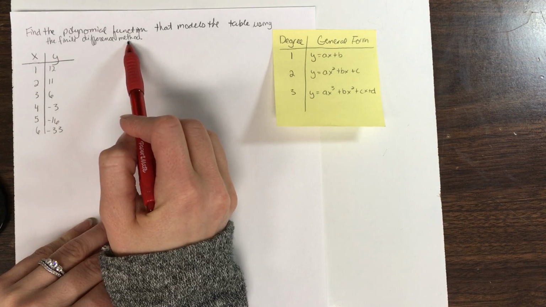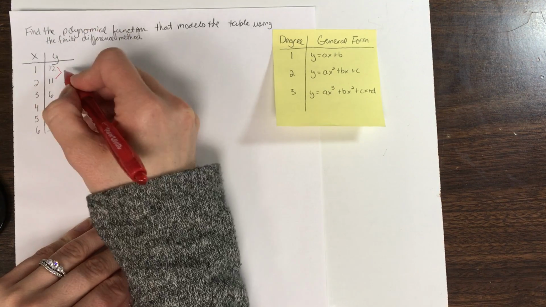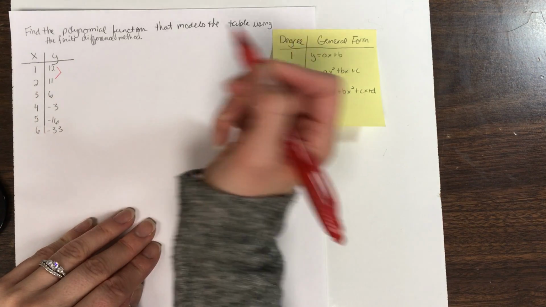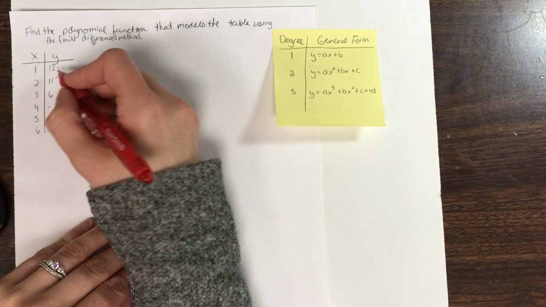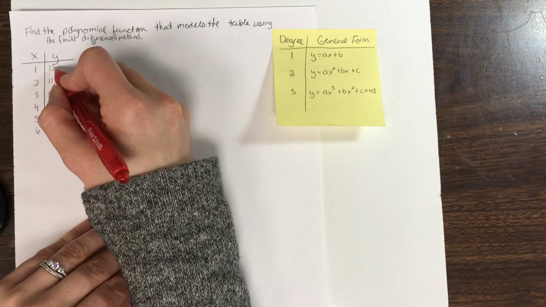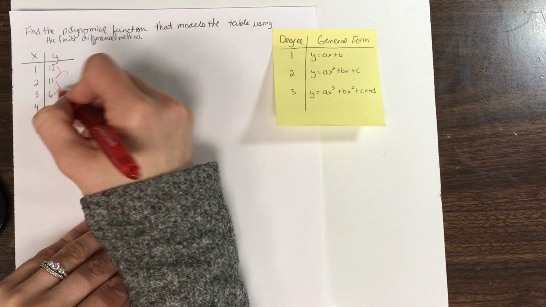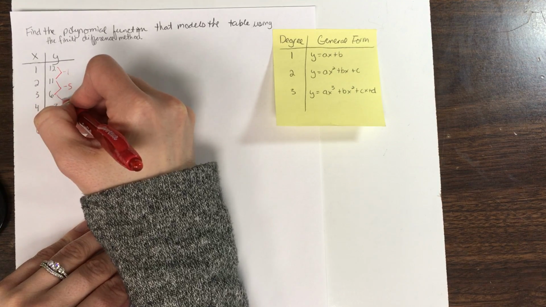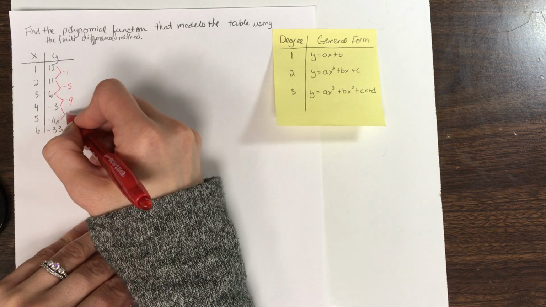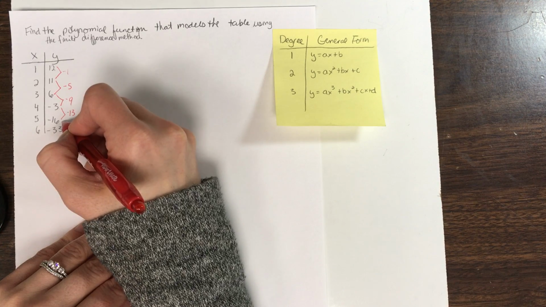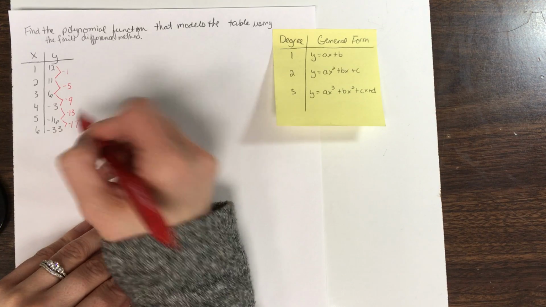So using the finite difference method, what you do is you find the differences in your y values, and you keep on finding the differences until you get the same number. In other words, a finite number. So from 12 to 11, you subtract 1. To get from 11 to 6, you subtract 5. 6 to negative 3, you subtract 9. Negative 3 to negative 16, you subtract 13. And negative 16 to negative 33, you subtract 17.